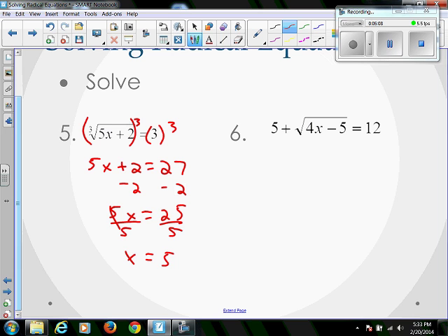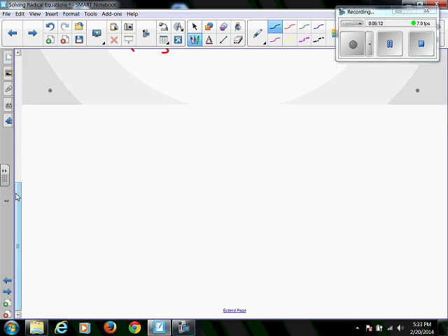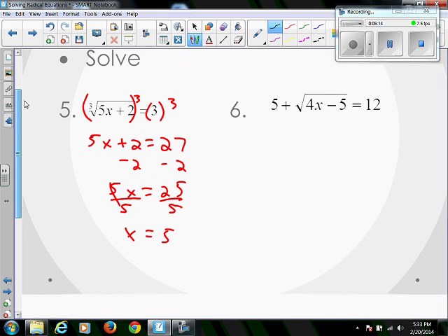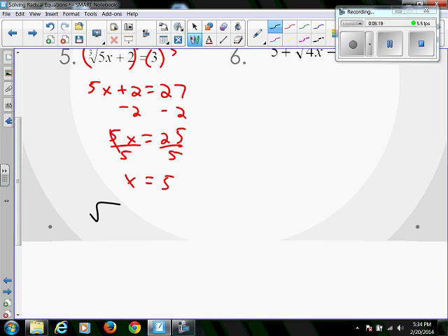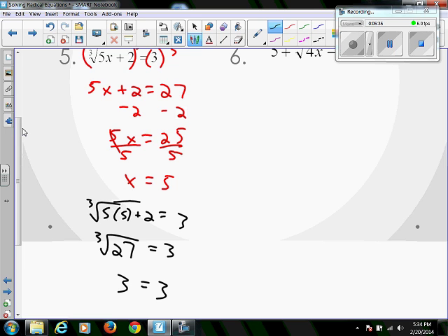Remember to check. We're going to check by substituting 5 in for x. 5 times 5 is 25, plus 2 is 27. Cube root of 27 is 3. 3 does equal 3. We have a true statement. x equals 5 is the correct answer.